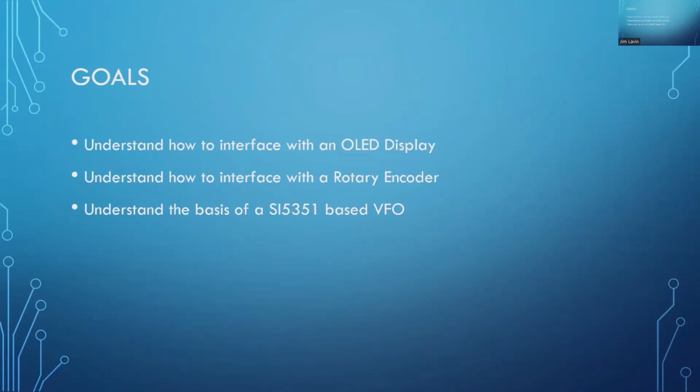Then we're going to look at interfacing with the rotary encoder and how we can use that. Those two items will become the basis, along with the SI5351, to build a VFO, a variable frequency oscillator. And we'll look at how we can use the switch on the rotary encoder to switch bands. I'm going to write all that from the examples I'm going to go through. I don't know if we'll get through all that, but we'll try our best.